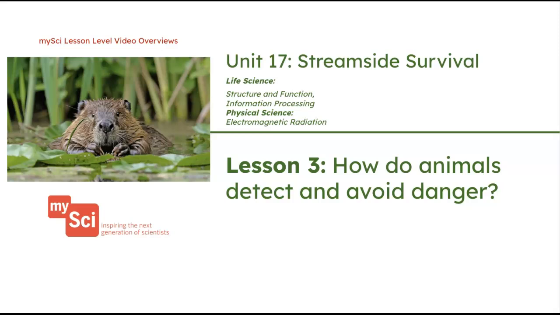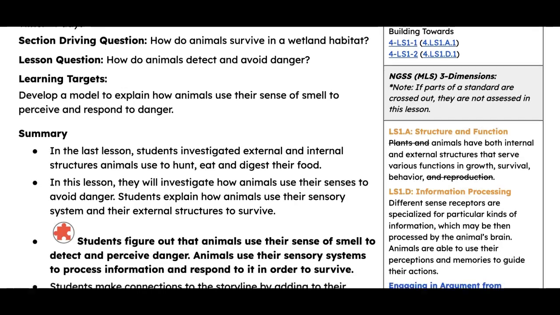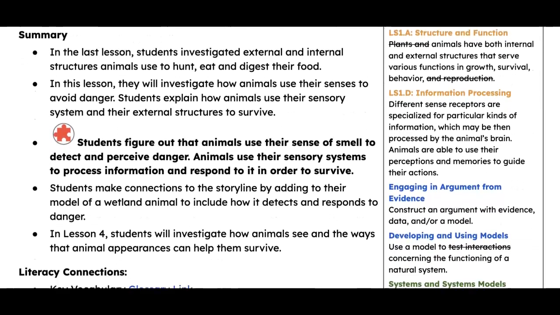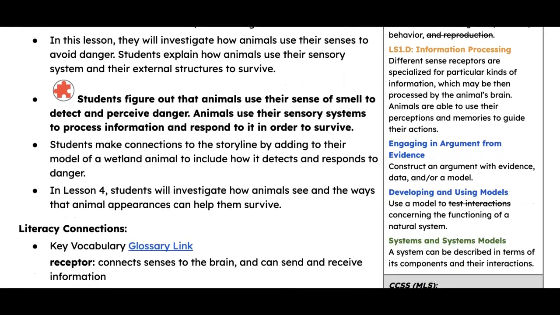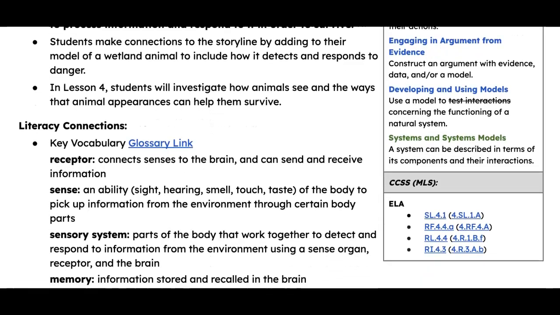Students make connections to the storyline by adding to their model of a wetland animal to include how it detects and responds to danger. There are several opportunities for ELA cross-curricular connections throughout the lesson. You can look for specific standard connections in the Unit 17 Teacher Guide. This lesson will take approximately 4 days to complete.